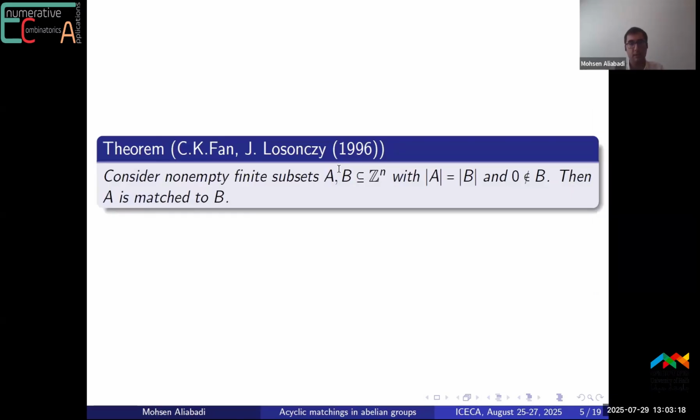And in 1996, Fan and Loehr provided the first theorem in this line of research. Taking two subsets A and B, finite and non-empty, of the same size from Z^n, and assuming one additional condition, that B does not contain the neutral element of the group, then A is matched to B.